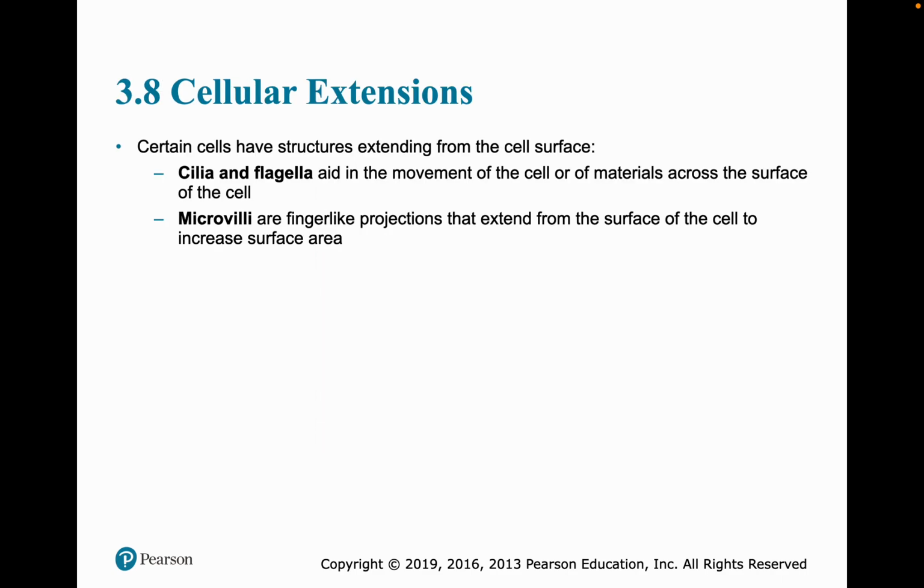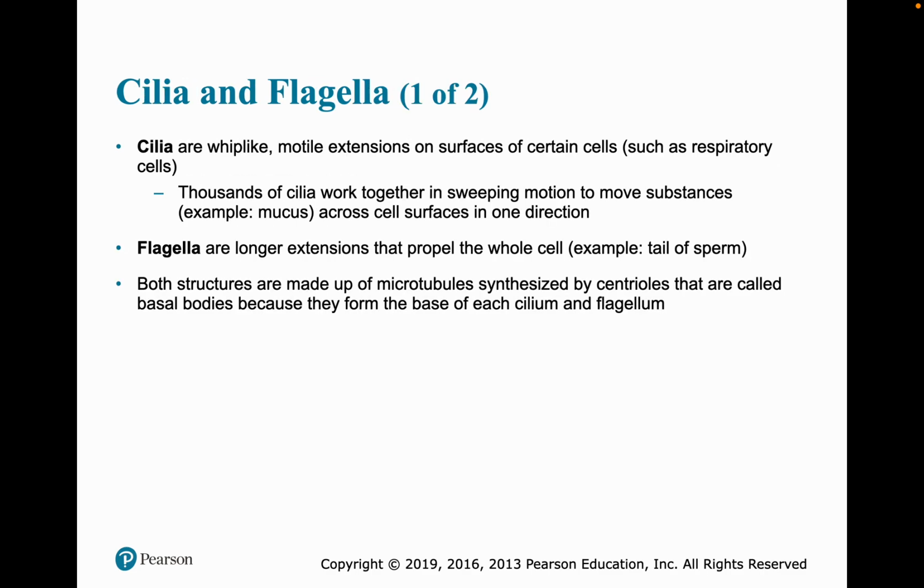Those cilia and flagella aid in the movement of the cell or materials across the cell, as well as microvilli, which are going to be a little smaller than cilia, we'll look at. Cilia are whip-like motile extensions on the surface of a cell. Respiratory cells are a good example. And they work together by beating in a single coordinated direction to expel substances across a surface. Mucus is moved up our respiratory tract by these cilia.